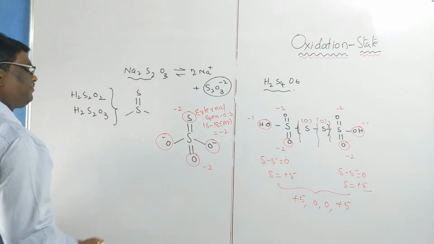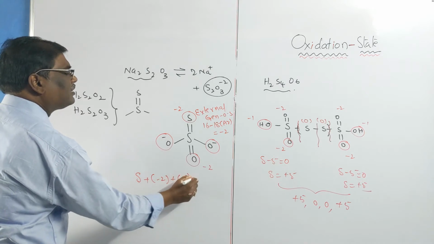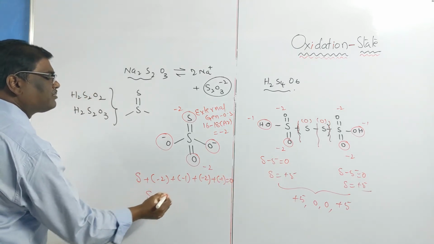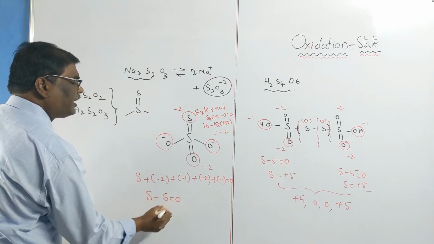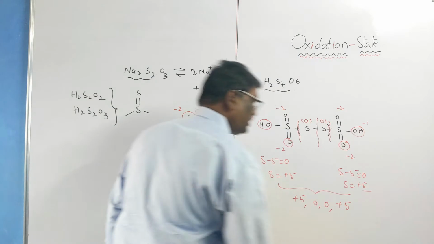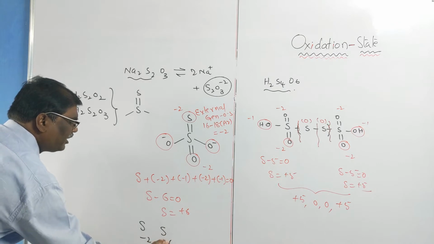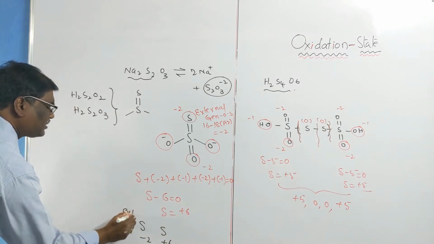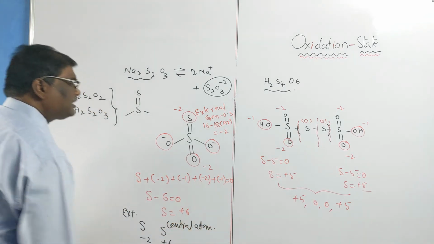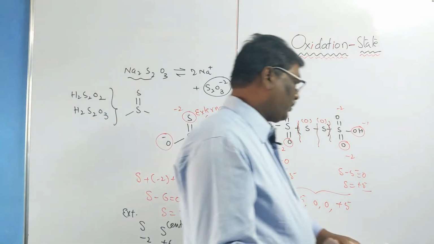What about the central atom? The central atom's oxidation state, with -2, -1, again -2, and -1, total equal to 0. So S minus 6 equal to 0. S is equal to +6. Thus, the sulfur atoms have 2 oxidation states. For one sulfur -2, for another sulfur +6. So this is the external sulfur, this is the central atom. Thus we calculate the oxidation states of sulfurs in the given compounds.